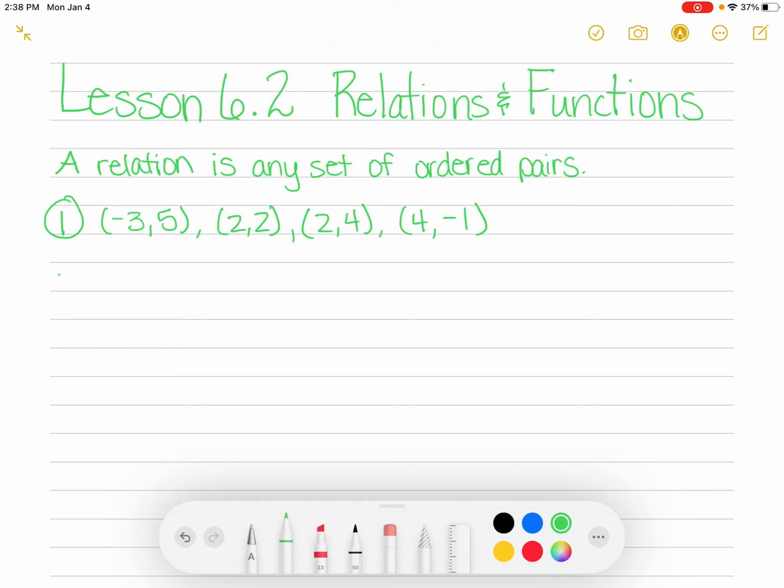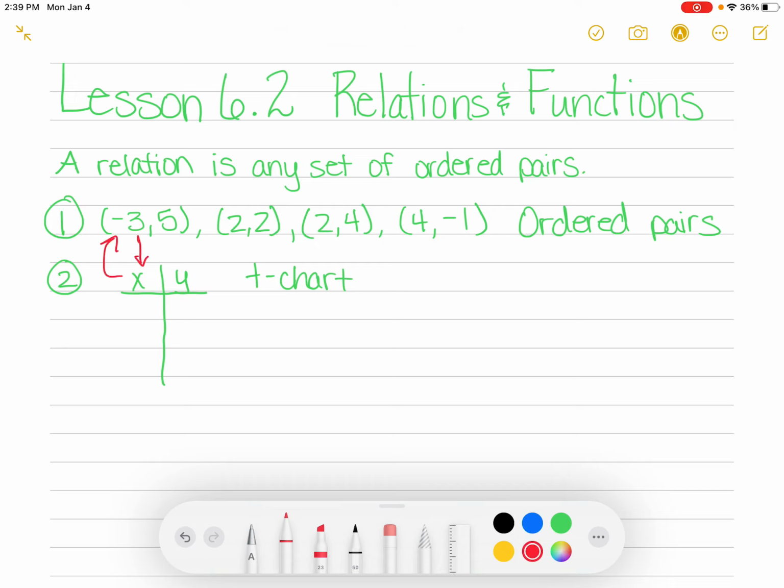So there's another way to show this. These are ordered pairs, that's number 1. Number 2 is called a T-chart. The way a T-chart works is you put your X's on one side and your Y's on the other side. For this one right here, I would put the -3 in the X spot, and then I would put the 5 in the Y spot.